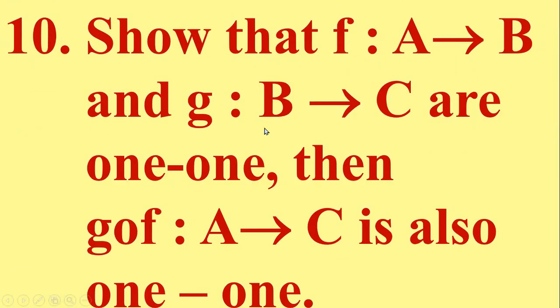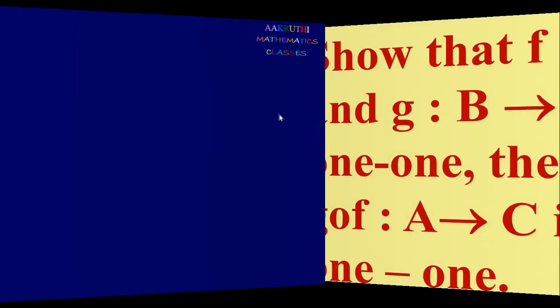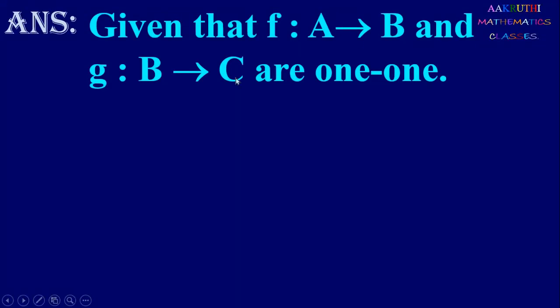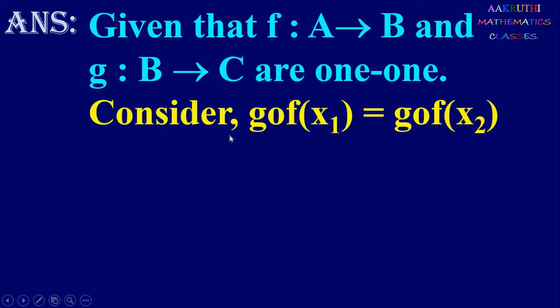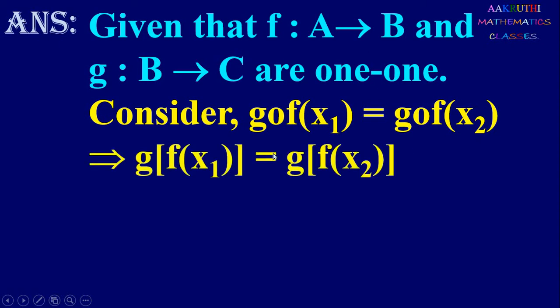Show that if f from A to B and g from B to C are 1-1, then g composite f from A to C is also 1-1. Now here f and g are 1-1. You have to prove that g composite f is also 1-1. Now here it is given f from A to B and g from B to C are 1-1. We consider (g composite f) of x1 and (g composite f) of x2, and we can write this as g of f of x1 equal to g of f of x2. Here (g composite f) of x1 equals g of f of x1, and (g composite f) of x2 is g of f of x2.